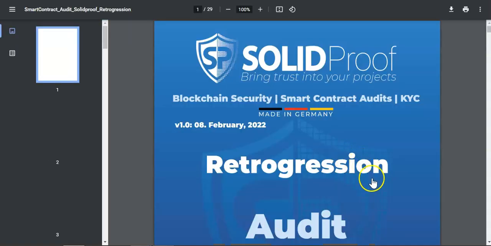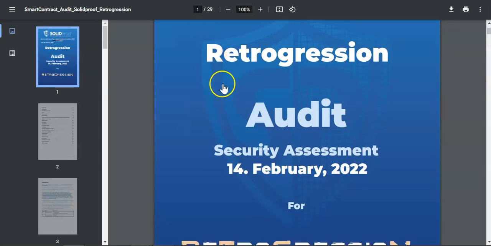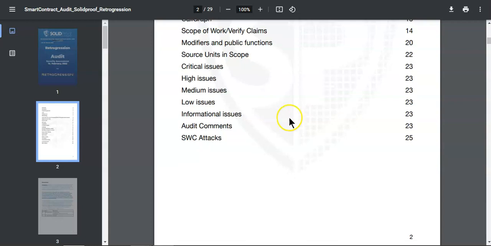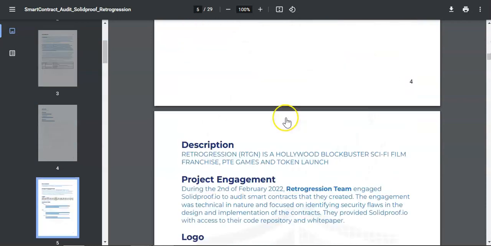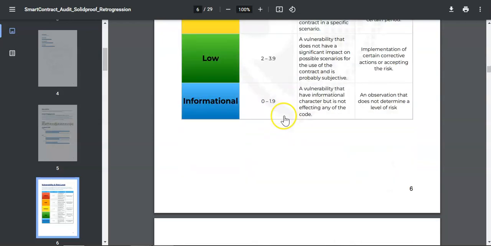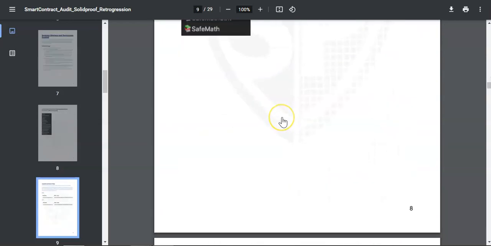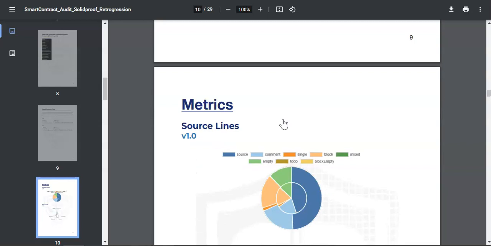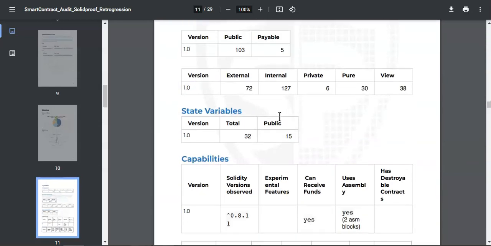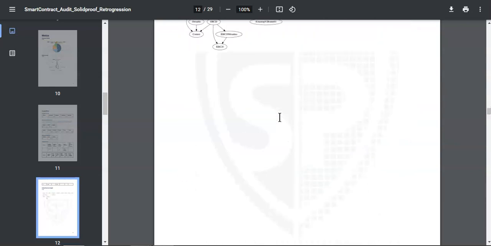Okay, it's been audited by Solid Proof on the 8th of February 2022. Okay, so this audit is very detailed. Some of the stuff I don't really understand, but let me keep scrolling down and let me show you the stuff that I do understand and I do want to mention and talk about.